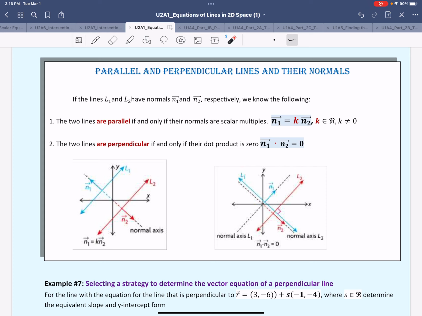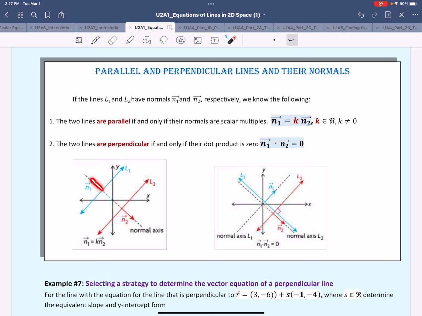So we are going to take a look here at parallel and perpendicular lines and discuss how their normals are related to each other. For example, we have two lines here, L1 and L2, and these two lines are given to be parallel. The normals to each line will be perpendicular to the respective lines. So for line L1, the normal will be N1. For line L2, the normal will be N2.